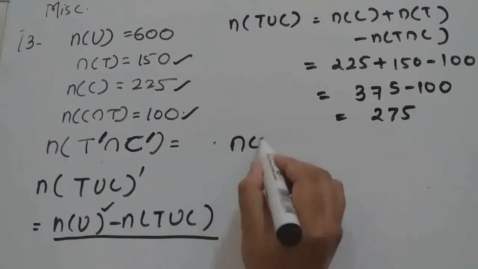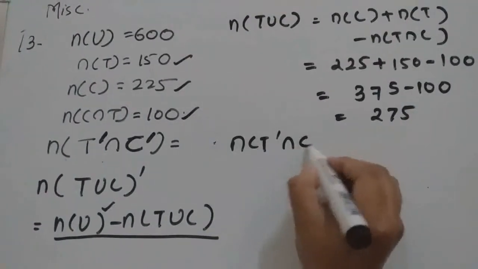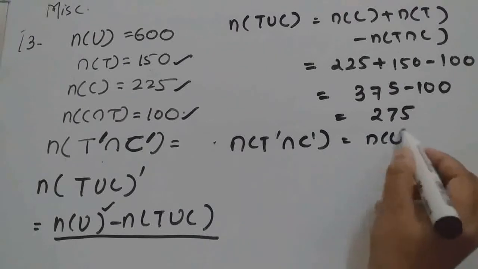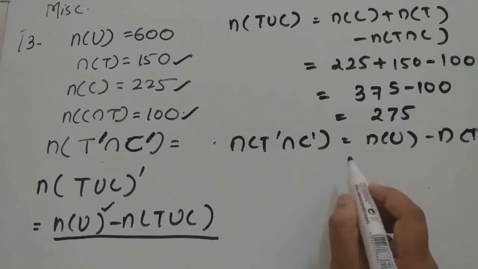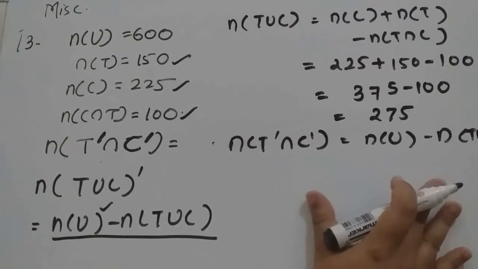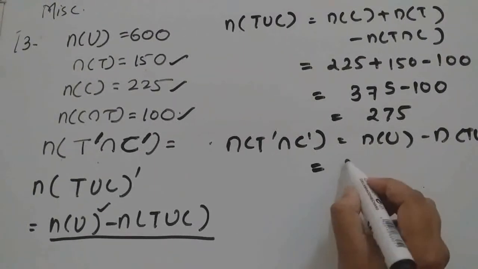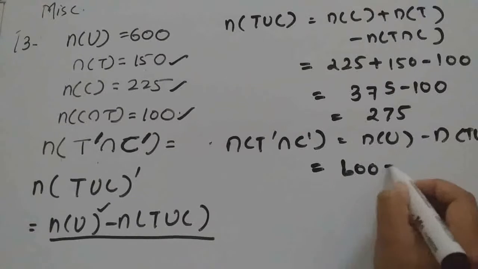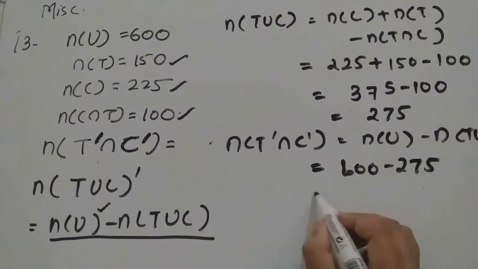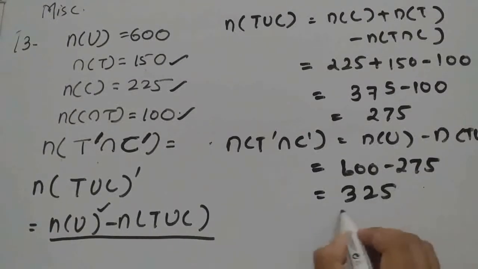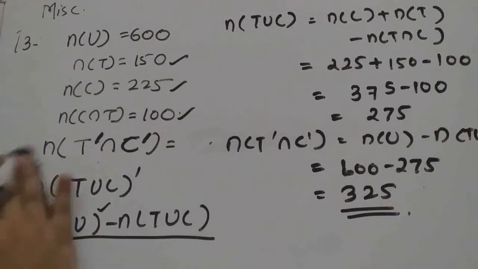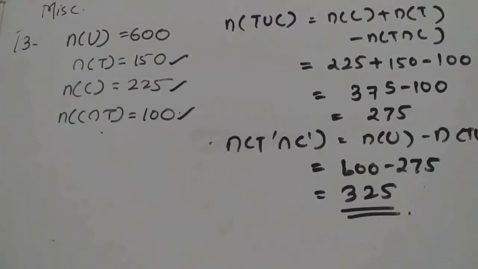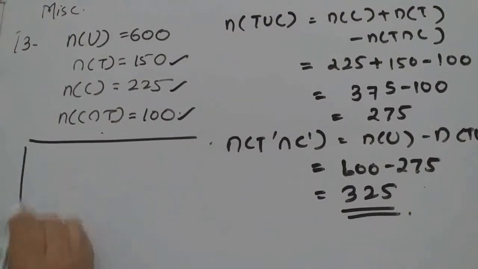So N of neither tea nor coffee means N of U minus N of T union C, which will be 600 minus 275 will give 325. Okay, and by using Venn diagram, it will be the same answer that we will get here.